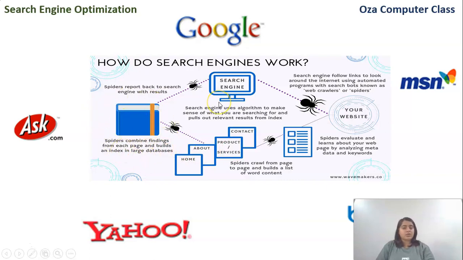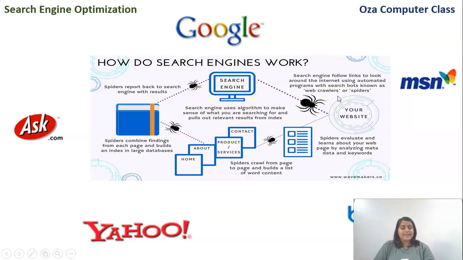index. Now when you search libraries near me, these spiders go to these indexes and fetch the keyword, that is libraries, and the answer, that is your search list, is given to you. This is how search engines work.